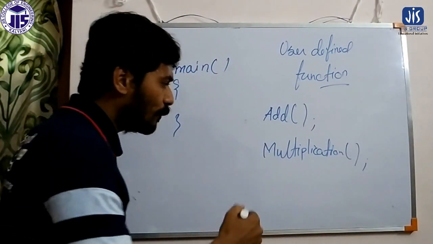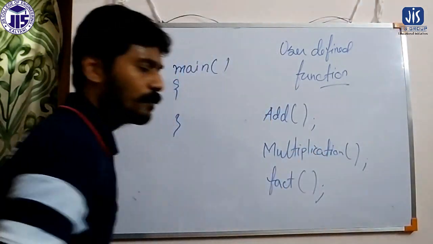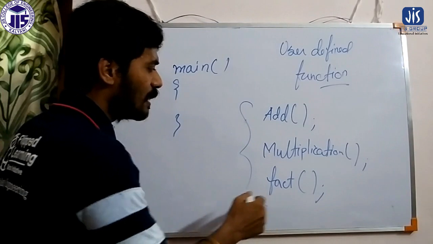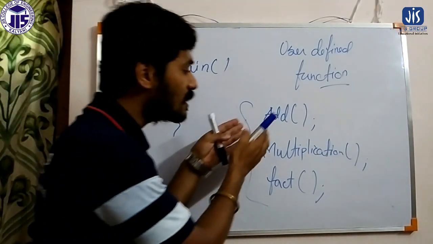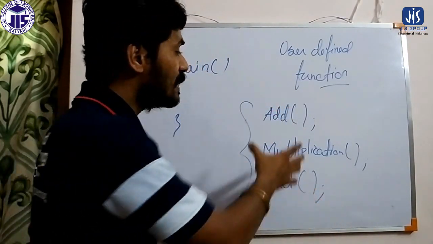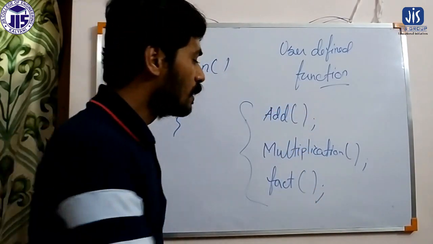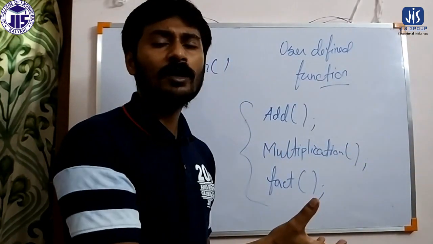For example, we want to find out factorial. For that we can create a function called fact. So in that way these functions are not predefined into the library. These functions we, the programmers, are creating depending on the requirement. This add function we have created for addition. This multiple function we have created for multiplication. Fact we have created for factorial.